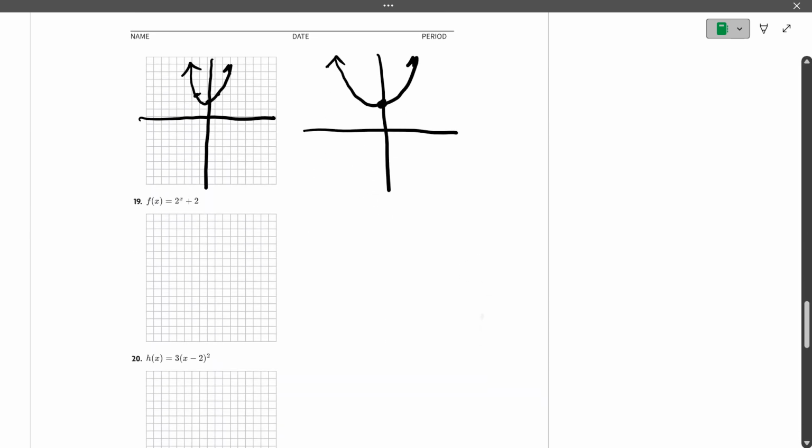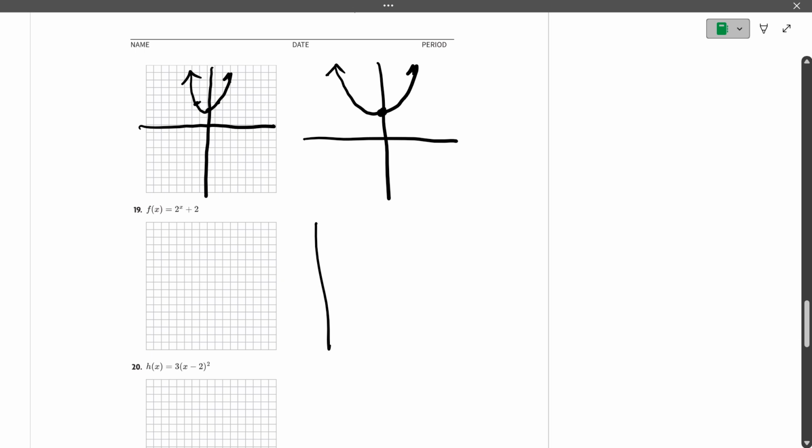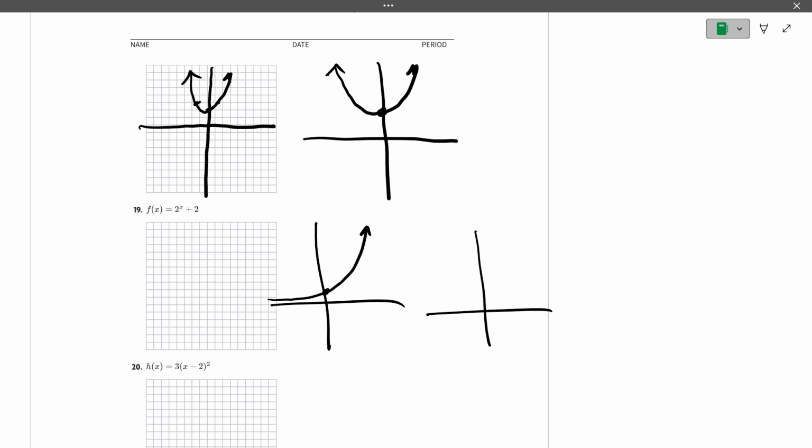Decimals here will be fun afterwards. 2 to the x, remember 2 to the x, and it comes along like that, with this hitting at 1. So the plus 2 is going to shift that up 1, 2, 3, and then it's still going to be coming in sort of like that.